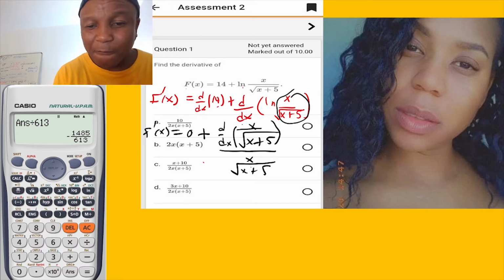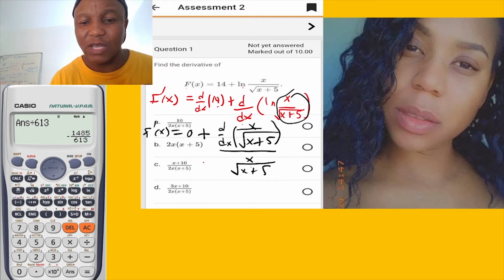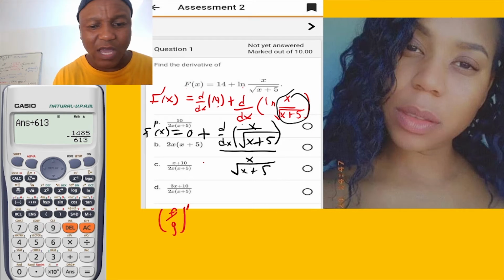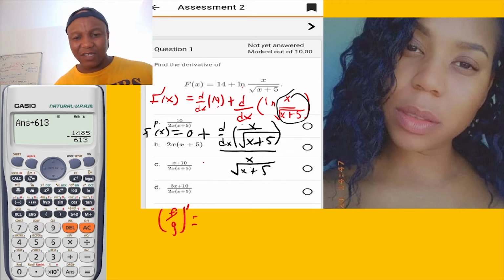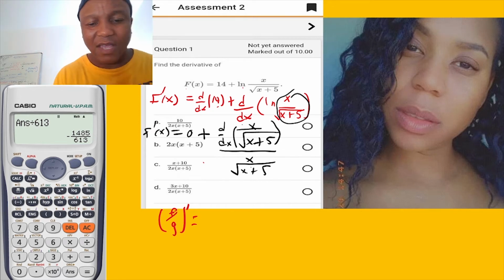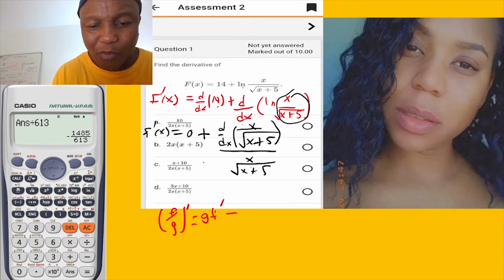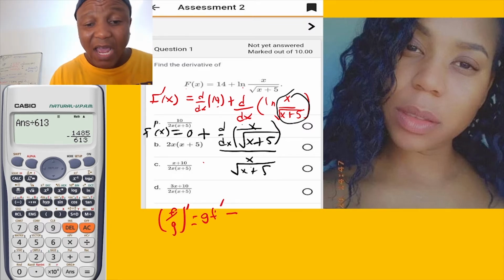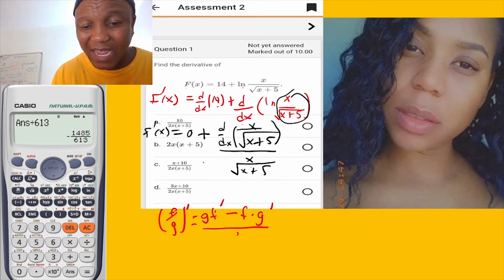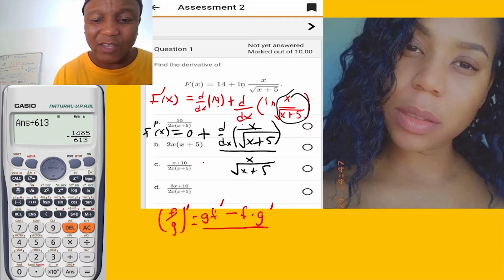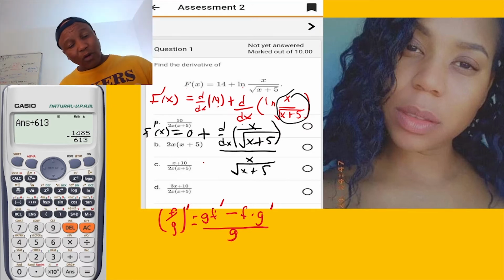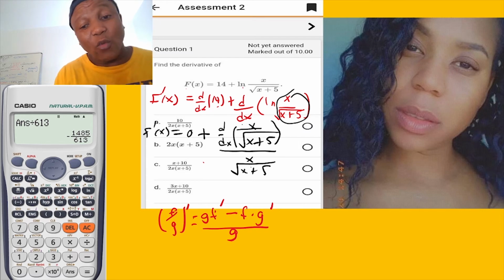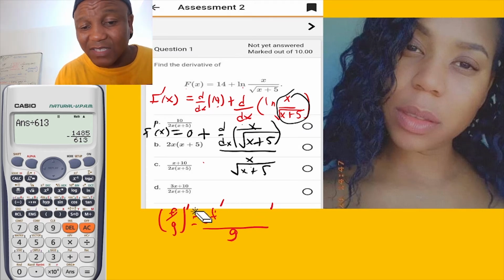Remember, this is a quotient rule. How do you differentiate a quotient? If you have f over g, you keep the denominator constant and differentiate the top one, then you minus, because quotient means division. Then you switch: keep the numerator constant, differentiate the denominator, and then you square the denominator. That's the quotient rule, and we do the same tricks here.